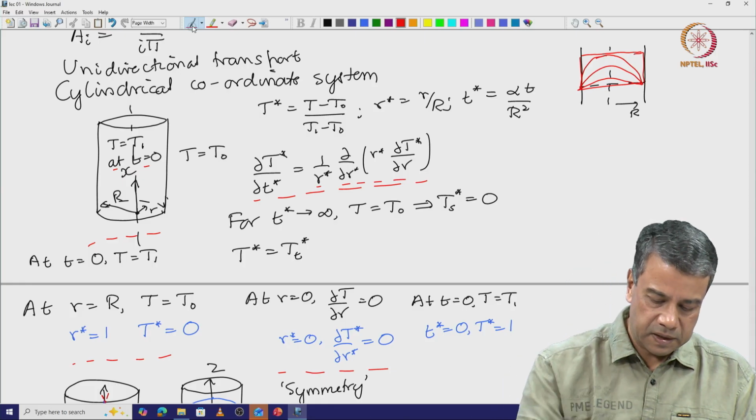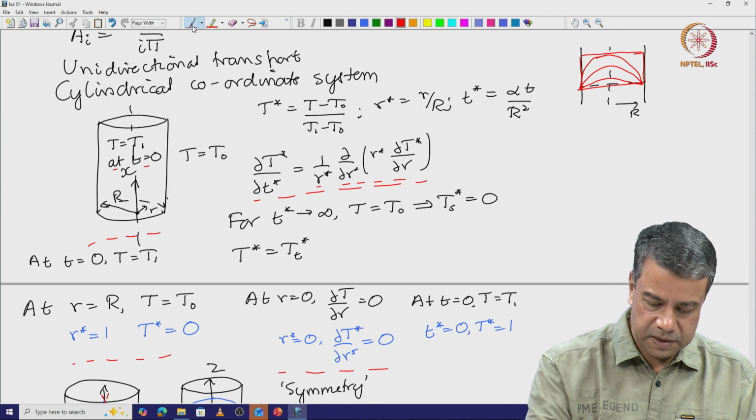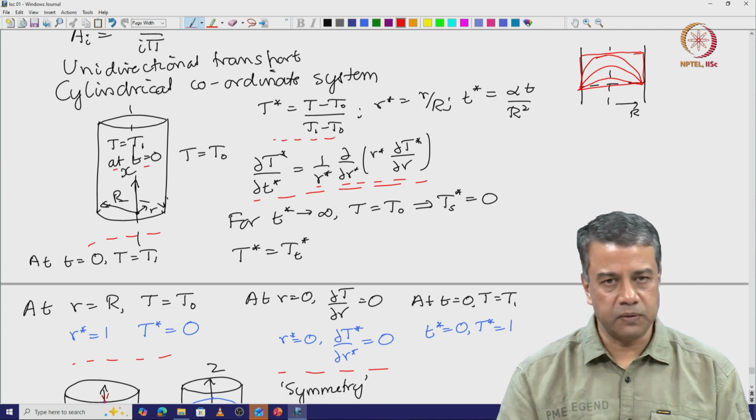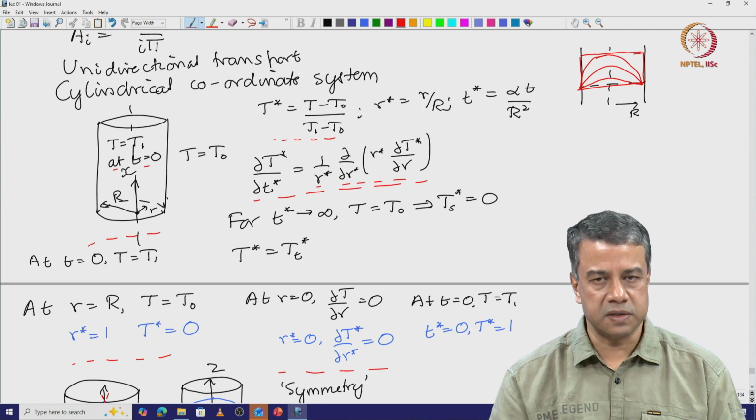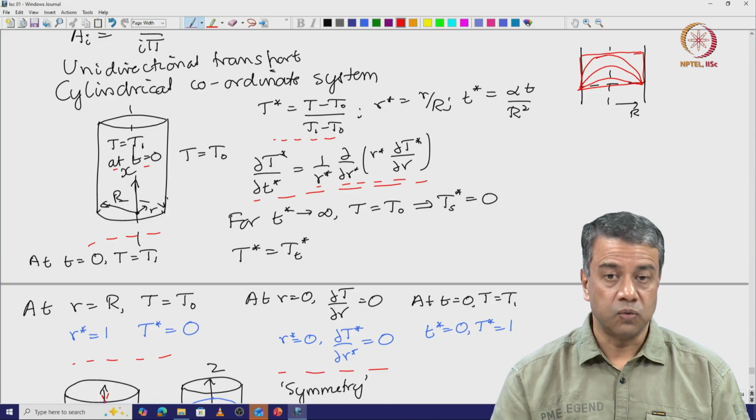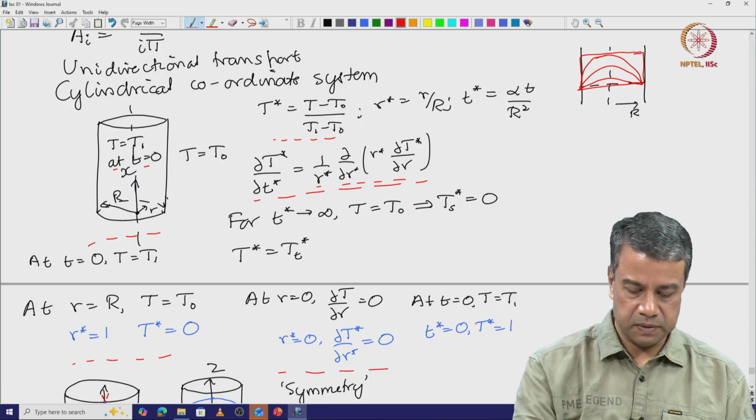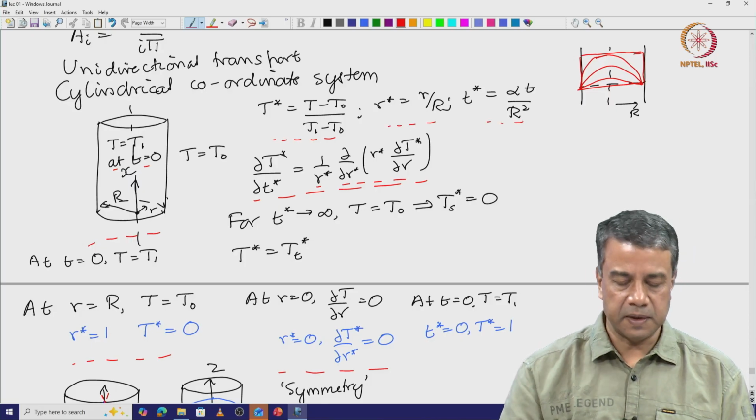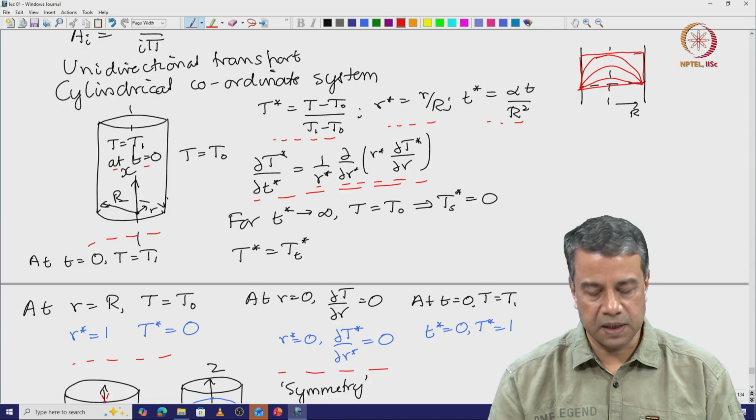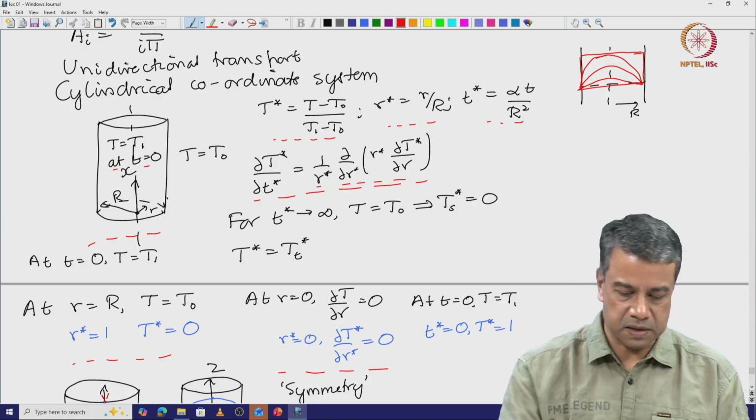And we had defined the scaled temperature field as T minus T0 by T1 minus T0, so that the temperature is 0 outside, 1 within the cylinder at initial time, and the steady temperature is just 0. Radius was scaled by the radius of the cylinder, and the time was scaled by alpha t by R square.